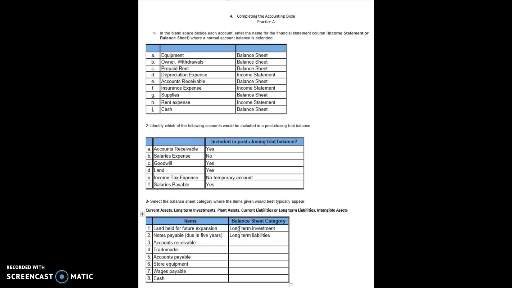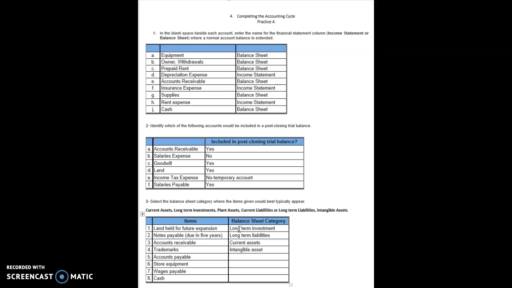All right, next we have accounts receivable. Accounts receivable we hope to collect from our customers within 1 year. So that's going to fall under current assets. Then we have trademarks. Trademark is an intangible asset, so it's going to go under the intangible asset category.